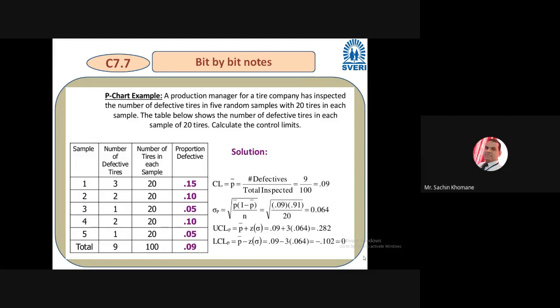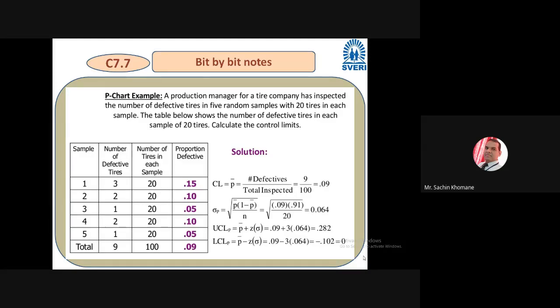Defectives divided by total inspected components. Right? So total defectives, how many are there? Total 9 defects are there, right? And below that, total inspected. How many components were inspected there by the inspector, production manager? 100. So what is the control limit here?